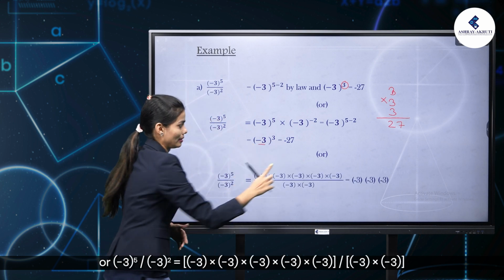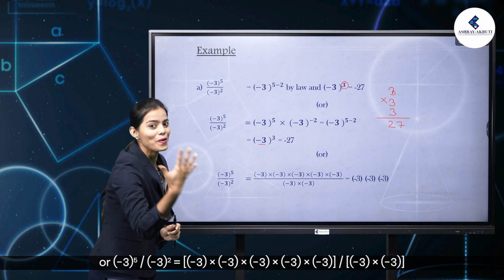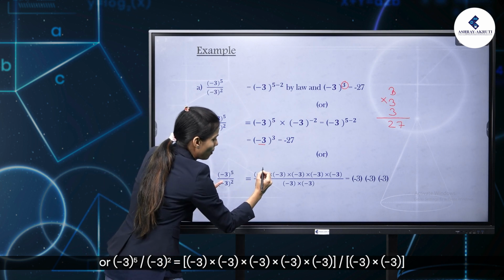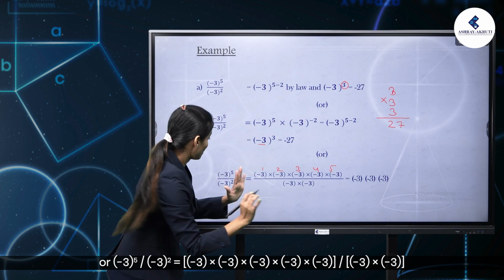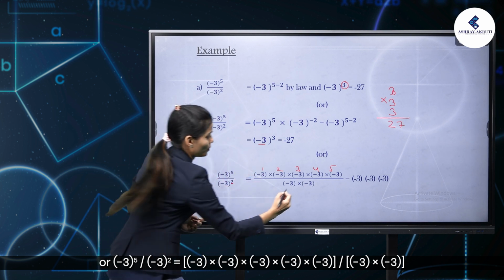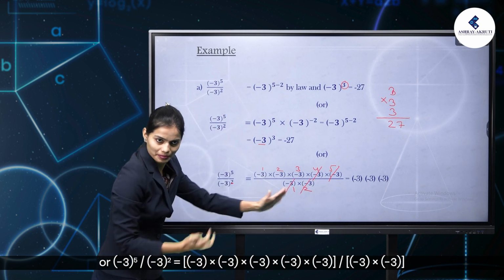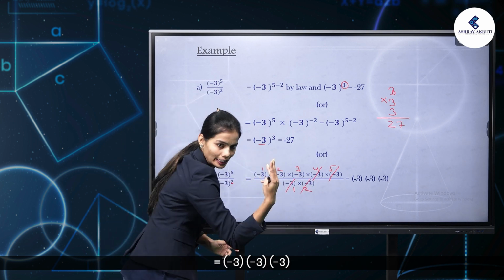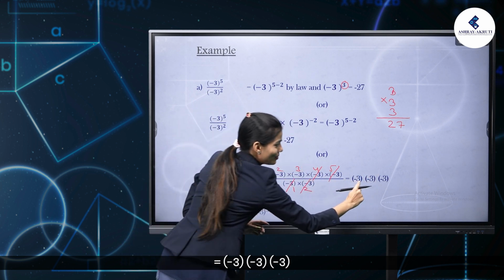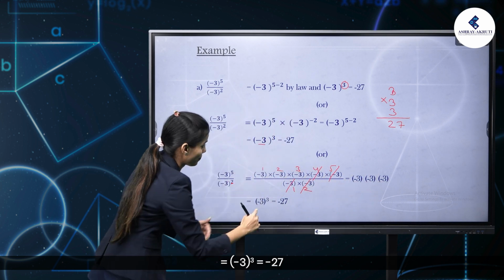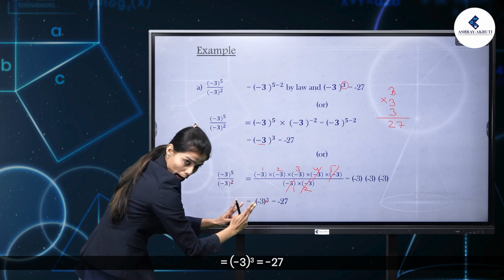Or minus 3 to the power 5 by minus 3 to the power 2 is equal to minus 3 into minus 3 into minus 3 into minus 3 into minus 3 by minus 3 into minus 3, is equal to minus 3 into minus 3 into minus 3, is equal to minus 3 to the power 3, is equal to minus 27.